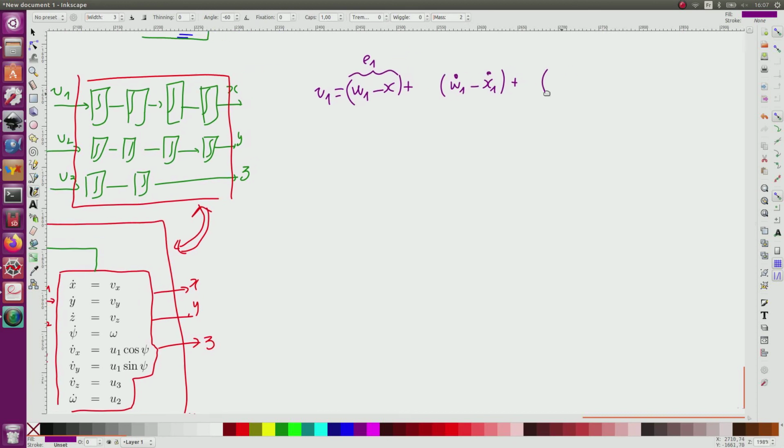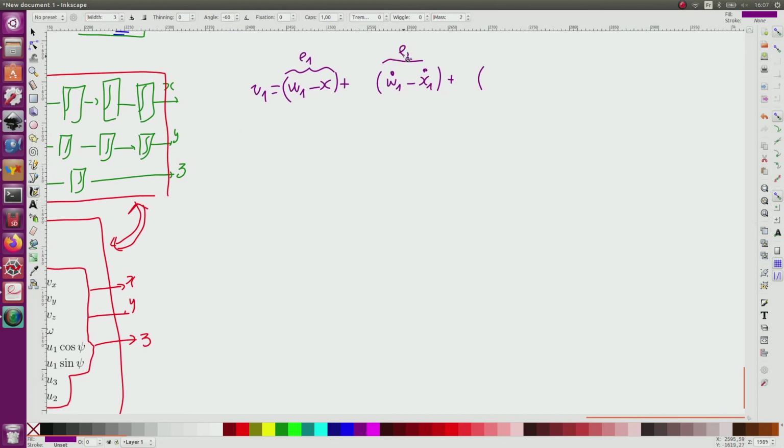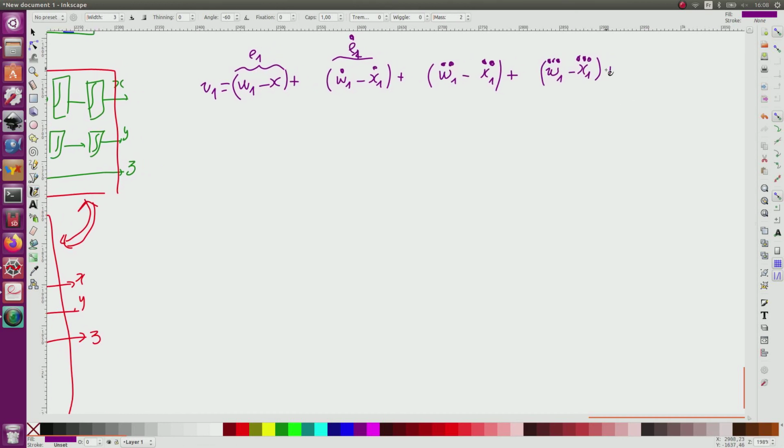Here I will write also, it corresponds to E1 dot, so the derivative of the error, omega dot dot 1 minus X dot dot 1 plus omega dot dot dot 1 minus X1 dot dot dot, and plus omega dot dot dot dot.